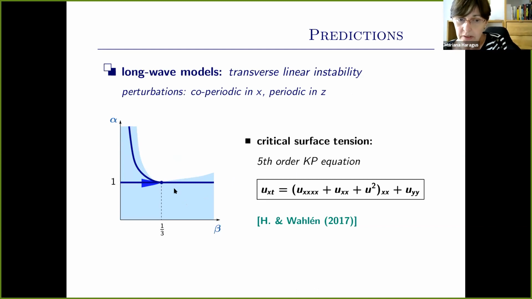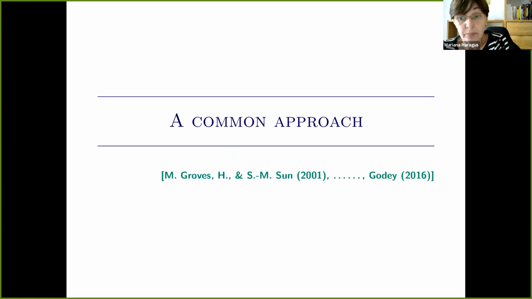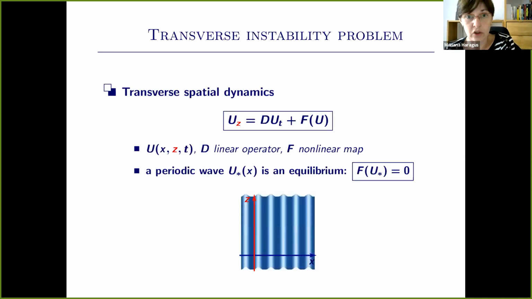And it turns out that all these results that I mentioned here for the model equations can be found by a common approach. It is an abstract result obtained by Cyril Godet, a student of mine, some 5 years ago, and which originates actually in a joint work, 20 years ago, with Mark Groves and Shu-Ming Sun, where we studied transverse instability of solitary waves, not of periodic waves. So what is this common approach? This approach actually allows you to recover all the transverse linear instability results that I showed you before. And it is this approach that we use then for the Euler equations.